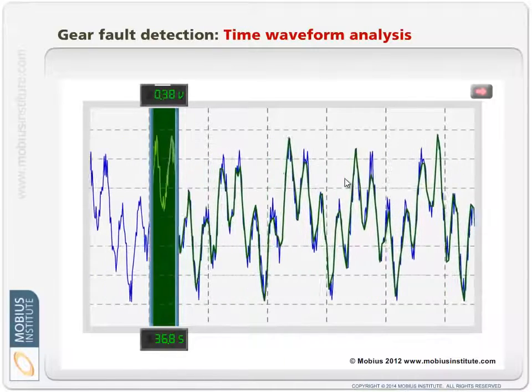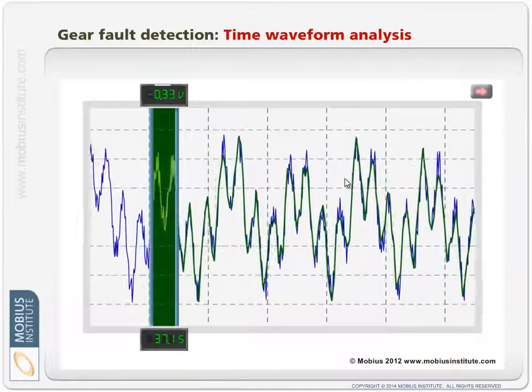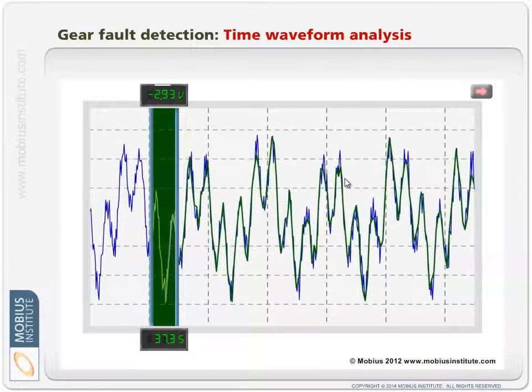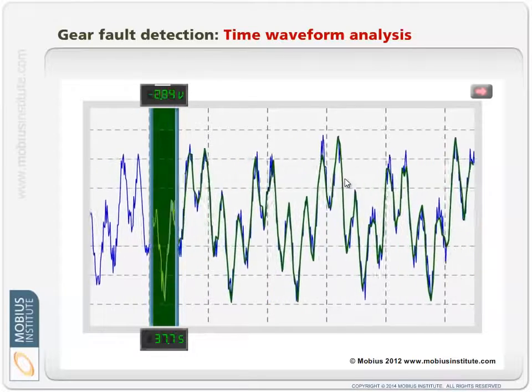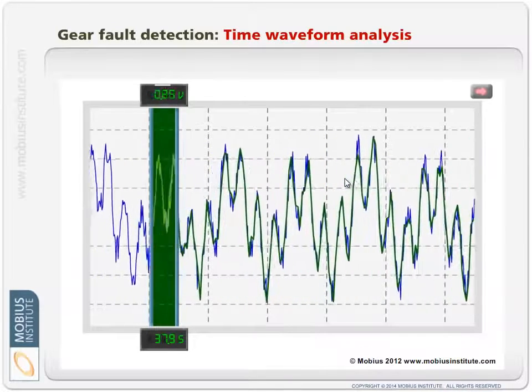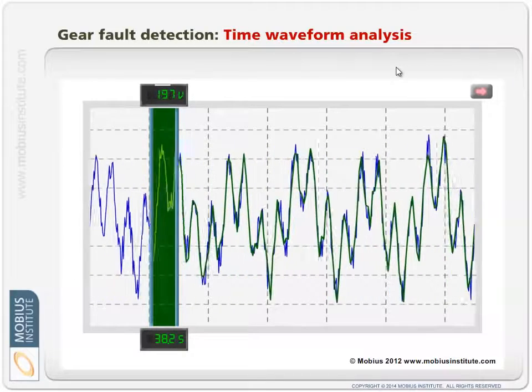So we need to sample very, very quickly. And as a rule of thumb, I wouldn't want to have anything less than 10 samples per event that I was interested in, in this case tooth mesh. I'll explain how you can set it up correctly in just a second. Anyway, that's the time waveform process.